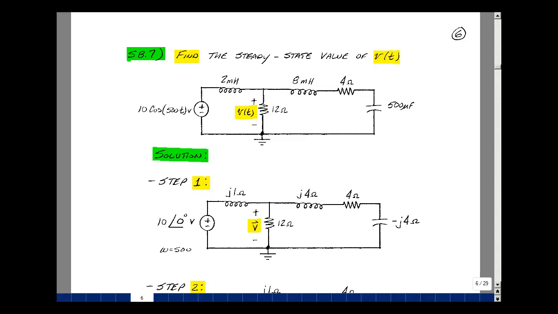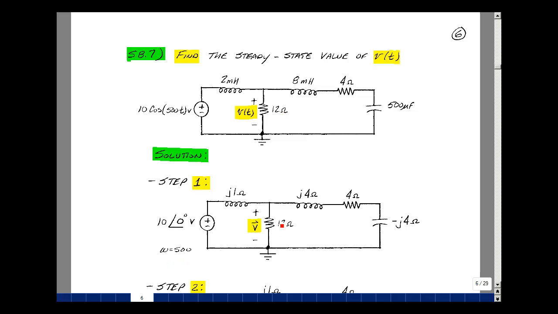We'll again use our three-step algorithm that takes a time domain circuit, maps it to the frequency domain, does the analysis in the frequency domain like a DC circuit, and then maps back into the time domain. Our voltage source is 10 cosine of 500t plus an angle of 0. So the magnitude is 10, the angle is 0, and the frequency is 500 radians per second.